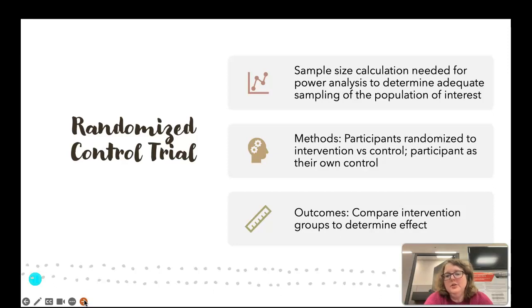Participants are randomized to 2 or 3 or 4 groups in an intervention versus a control, and participants can also serve as their own controls. From an outcome standpoint, they might compare intervention groups to determine if there is an actual effect.